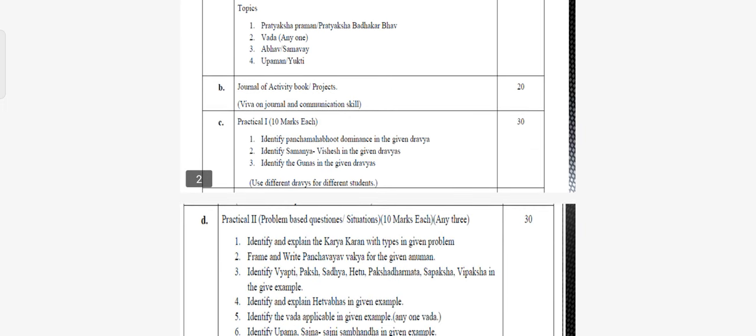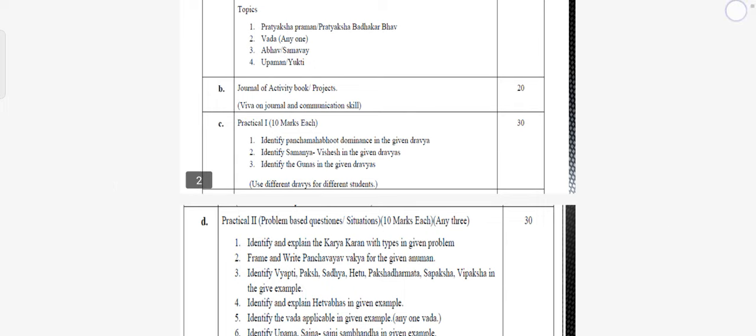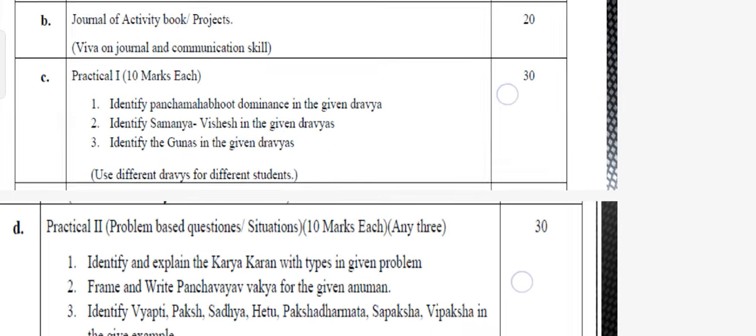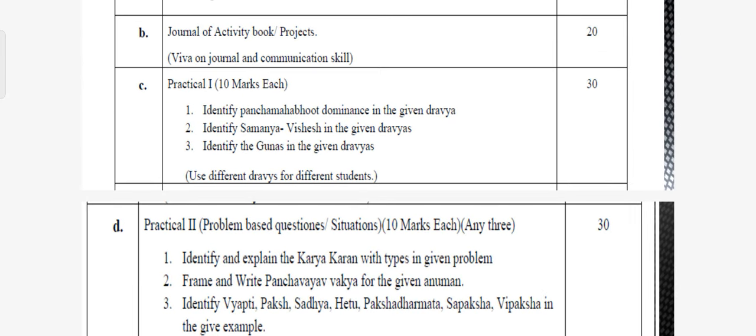The next point is going to be about the practicals, where the questions will be direct and each is going to carry 10 marks. The first one is identify Panchamahabhuta dominance in the given dravya. The second one would be identify the Samanya Vishesha in the given dravya. And the third would be identify the gunas in the given dravya.